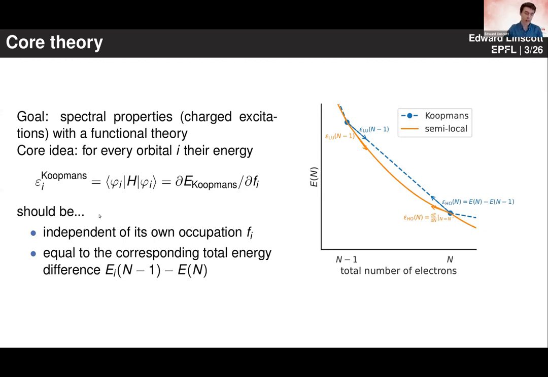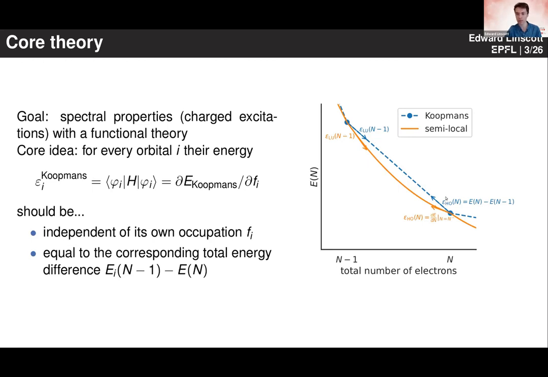And so, as Andrea showed, this is related to this idea that's come up throughout these 3 days about piecewise linearity, or more accurately, the violation of piecewise linearity by semi-local density functional theory. We can see that in this plot: if we've got some semi-local functional which has a curvature to it, here shown in orange, then the derivative of the total energy at this point, which corresponds to the HOMO energy, is not going to be equal to the total energy difference.